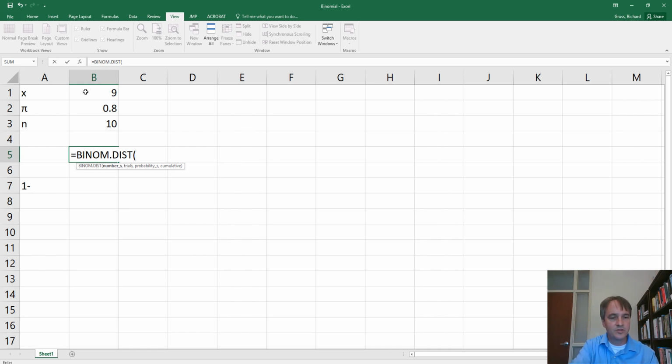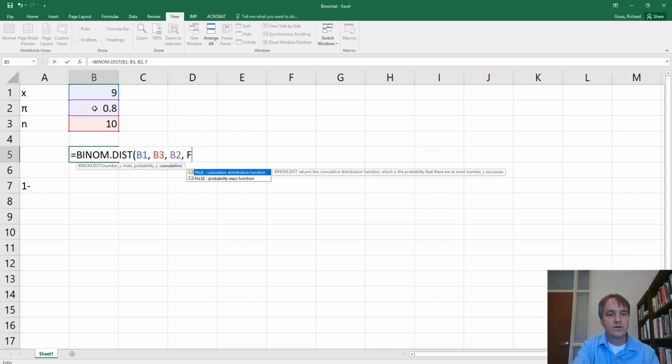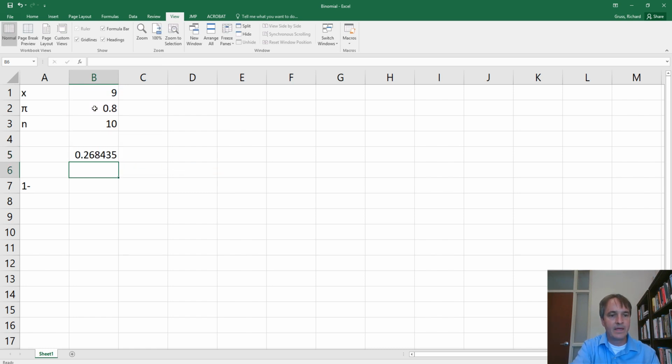binom.dist. Notice that the little prompt here gives us a clue as to which parameter we put in. So this is number of successes. The number of successes was 9. The number of trials, which was 10. Actually, let me just go ahead and select the cell. So the number of successes was there. The number of trials was there. And this probability_s is the probability of success. It's just going to be there. And now notice that it says cumulative. Because we're asking about an exact value, we want to know exactly 9, we're going to say false here. And we get 0.268, which was the same as we had before.